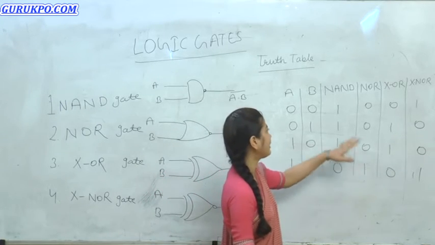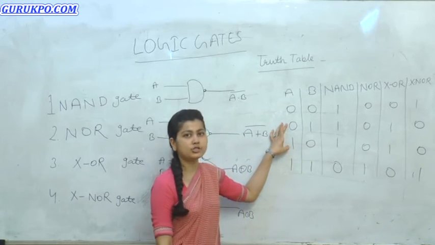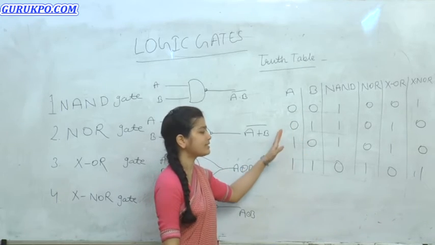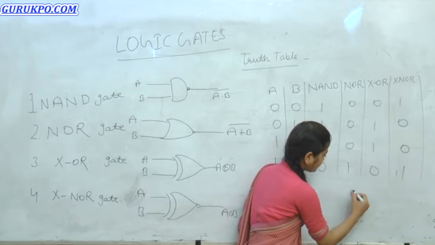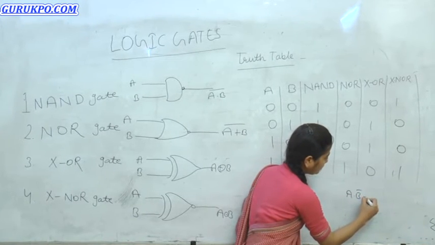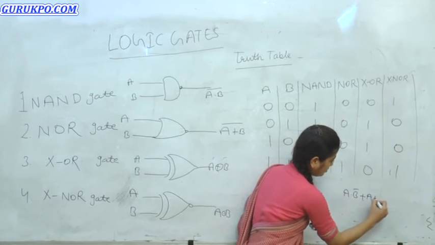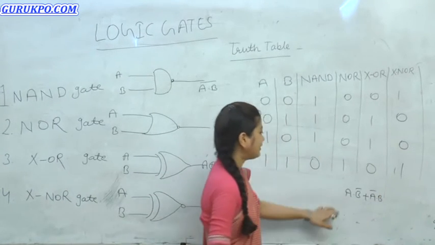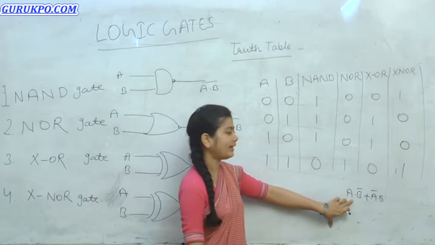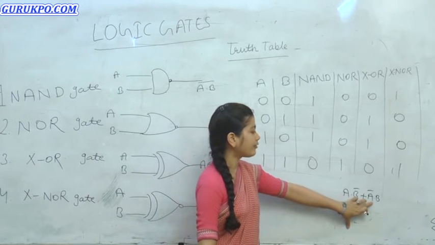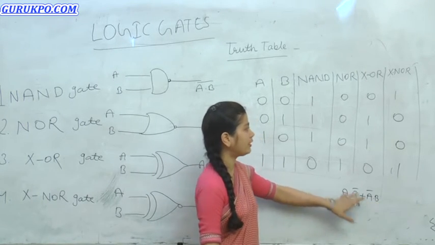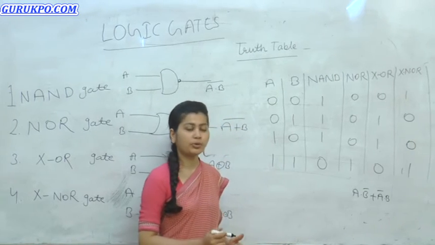In the XOR gate, if any one of input is equal to 1, then the output is equal to 1, otherwise the output is equal to 0. In the XOR gate, if A is equal to 1 and B is equal to 0, opposite of A, and if A is equal to 0 and B is equal to 1, then the output is 1, otherwise the output is 0.